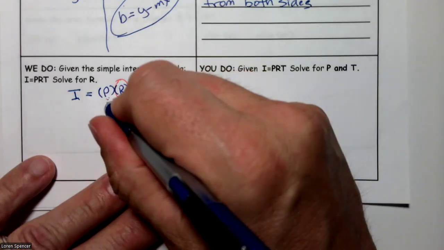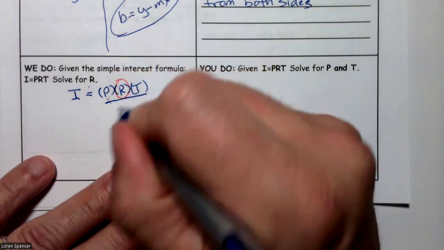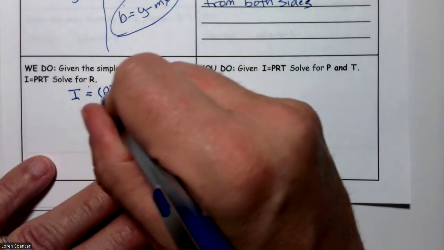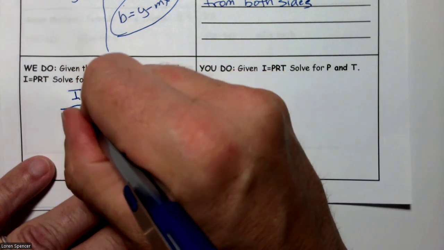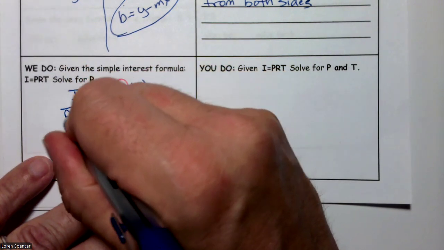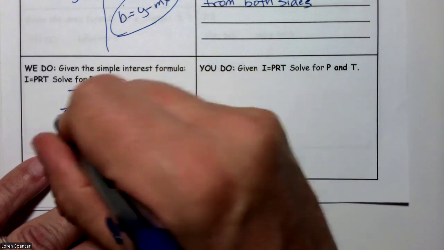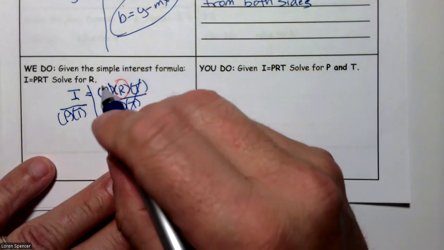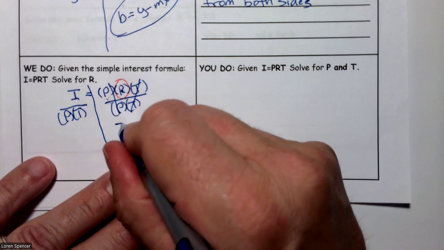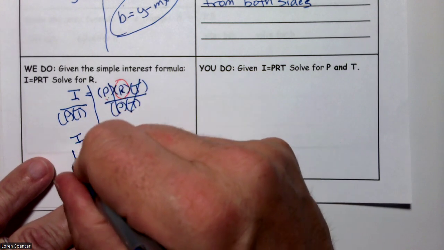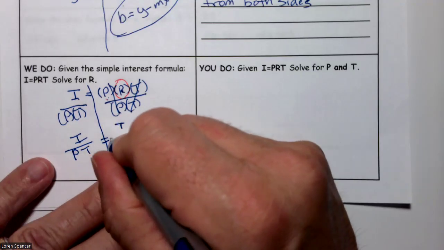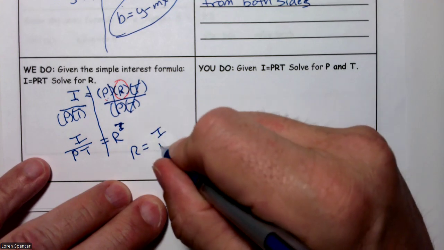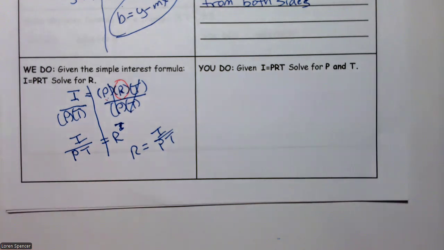Well, how do you undo multiplication? Well, Mr. Spencer, you do it by division. So this means I need a P down here and a T down here. But if I did it to one side of the equation, I have to remain balanced. So I have to put a P and a T over here. Probably good to put them in parentheses, but not required. So this crosses out, this crosses out, and now I have R by itself, and I have I over PT equals R. So my answer is R equals I over PT.